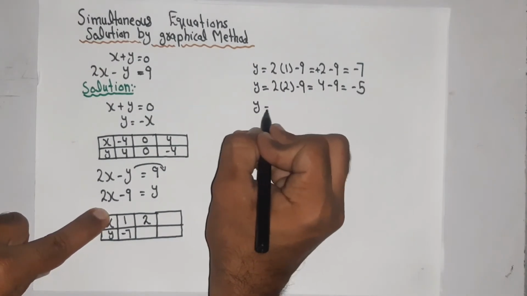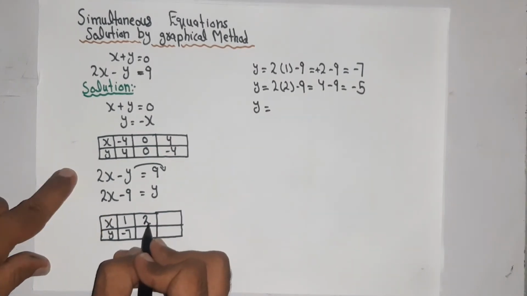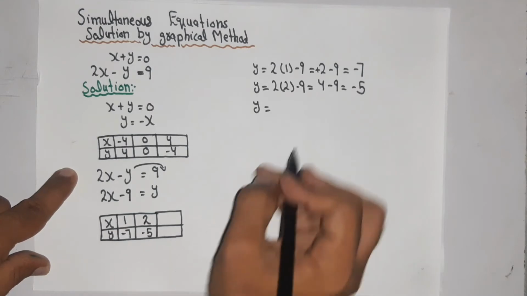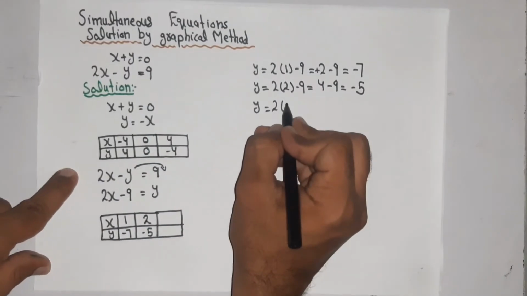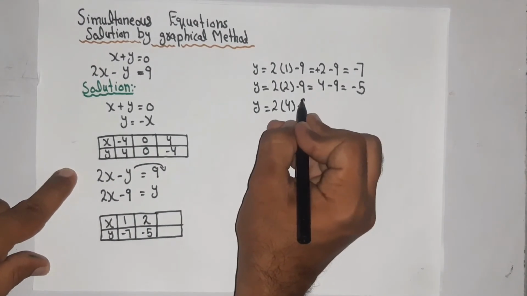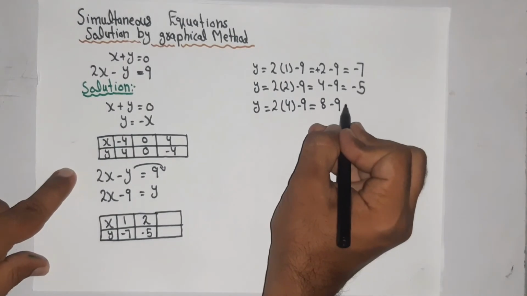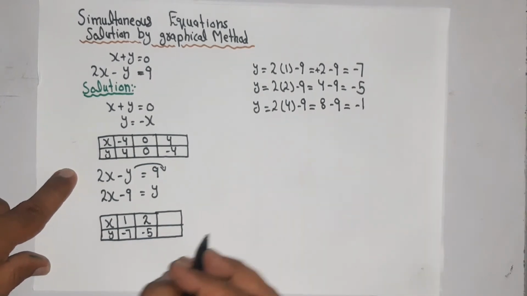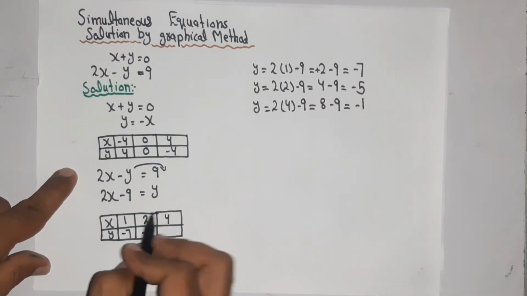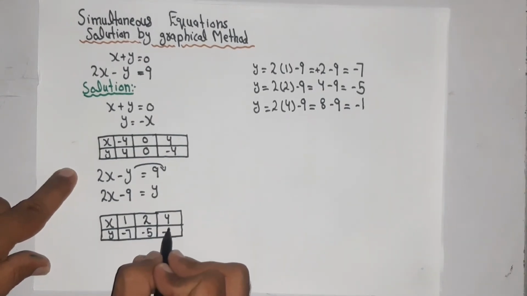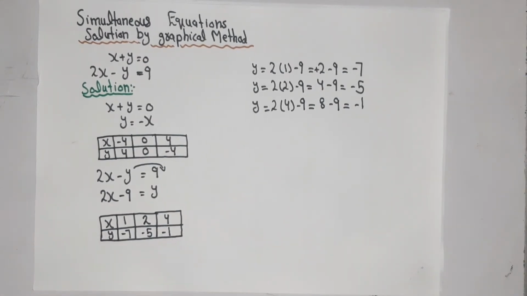Similarly, if we take the value of x as 2, the value of y will be minus 5. If I take the value of x as 4, it will be 8 minus 9, so it will be minus 1. So if we substitute x as 4 in this equation, y will be equal to minus 1. Now we have to draw these points on graph paper one by one.